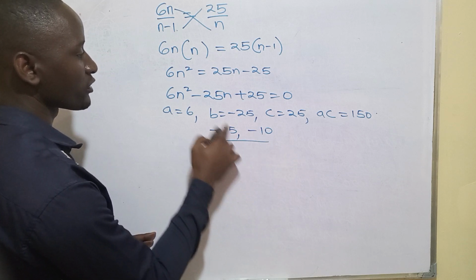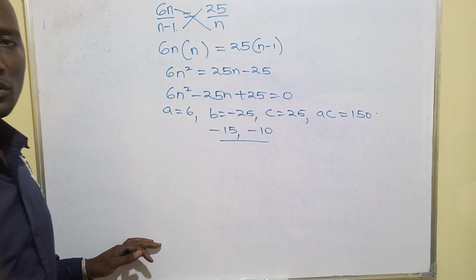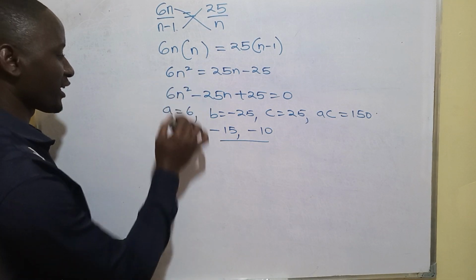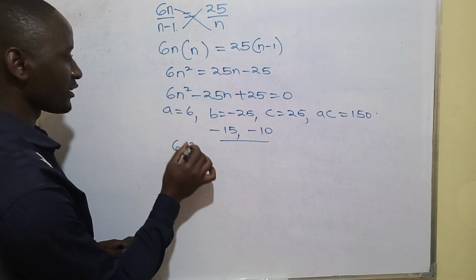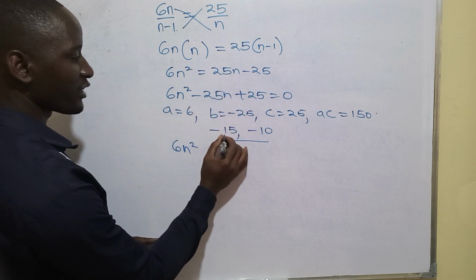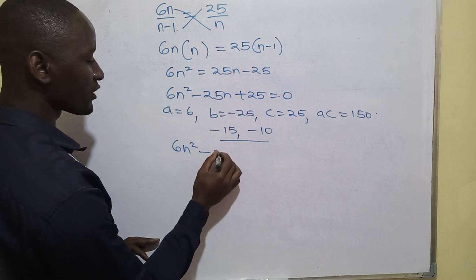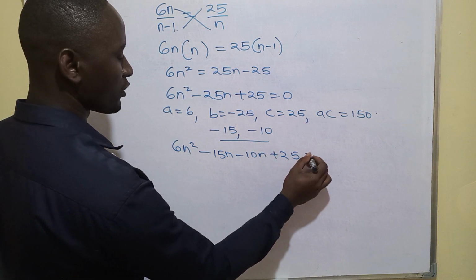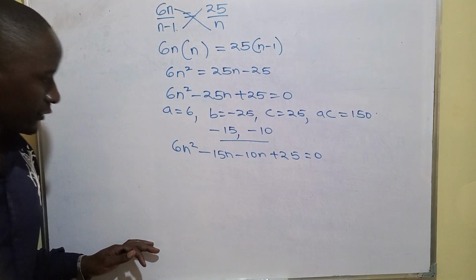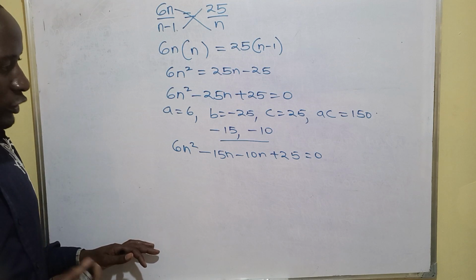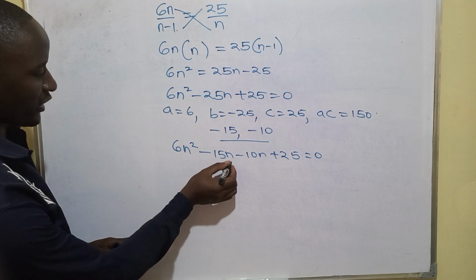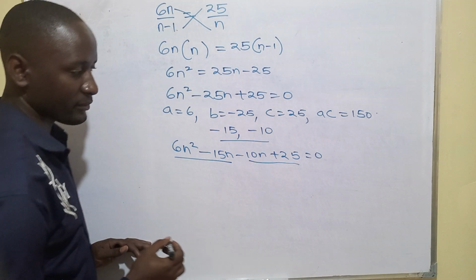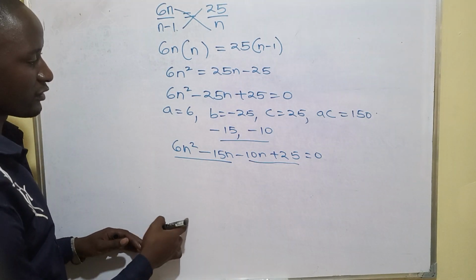So these numbers you use to rewrite negative 25n. So you will write this as 6n squared, and negative 25n you write using these two numbers: negative 15n, negative 10n, and then plus 25 equals 0. In this case, we need to factorize the common terms in these first two terms, and then again the common terms in those last two terms.